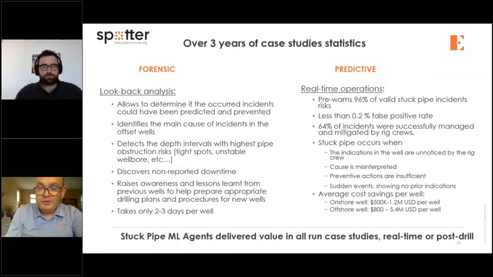And we could also now quantify the effect that we can deliver for onshore wells and offshore wells. You can see here the numbers. It's very significant. This is a quantifiable effect on your operations by using this technology, right? And of course, the cost of the software is negligible, and it pretty much pays for itself after the first well.